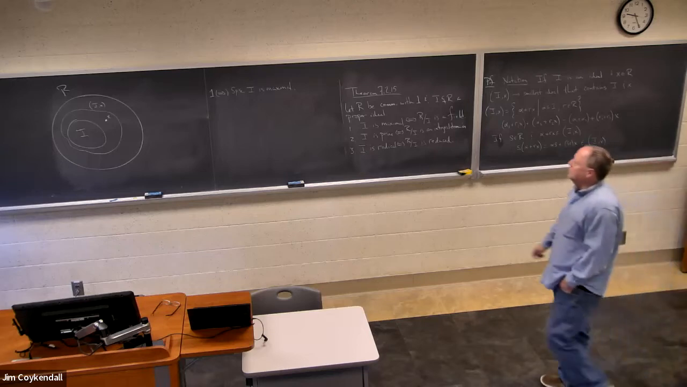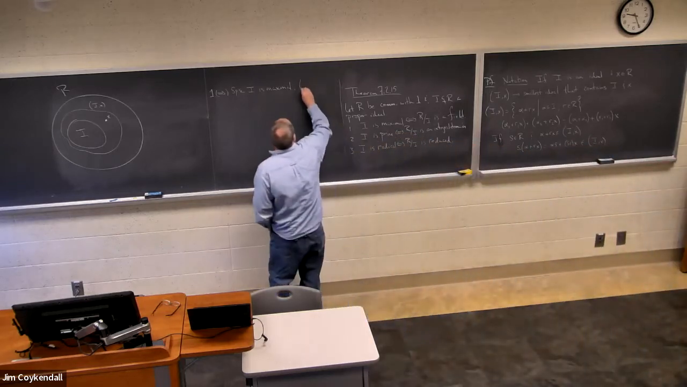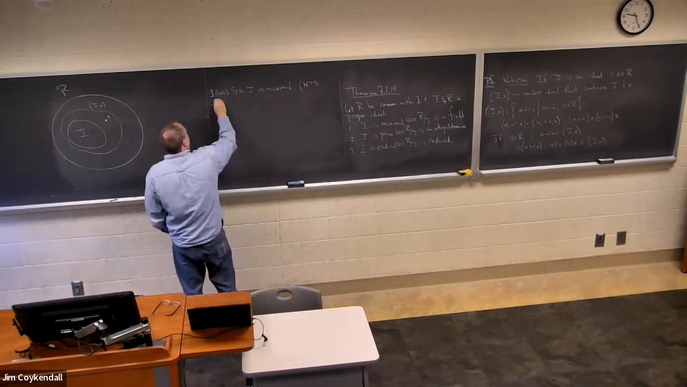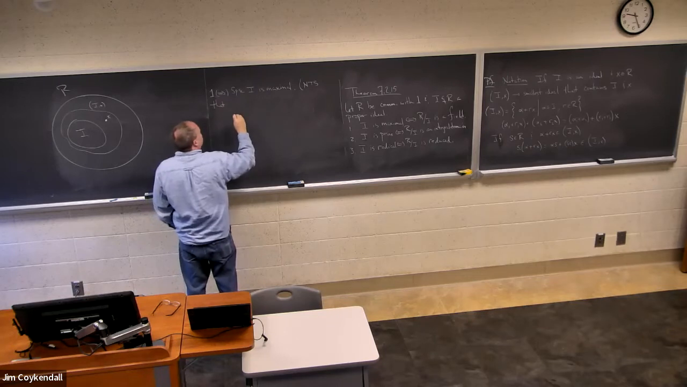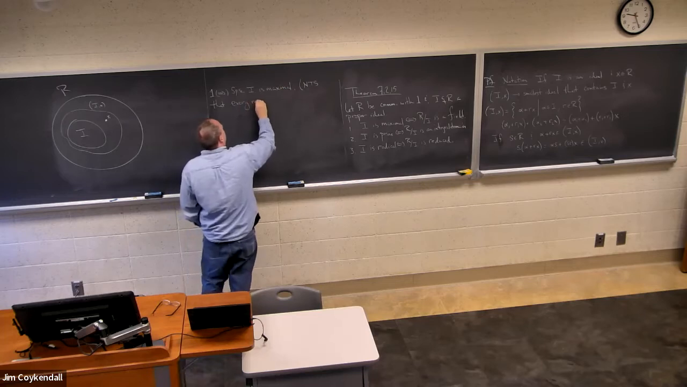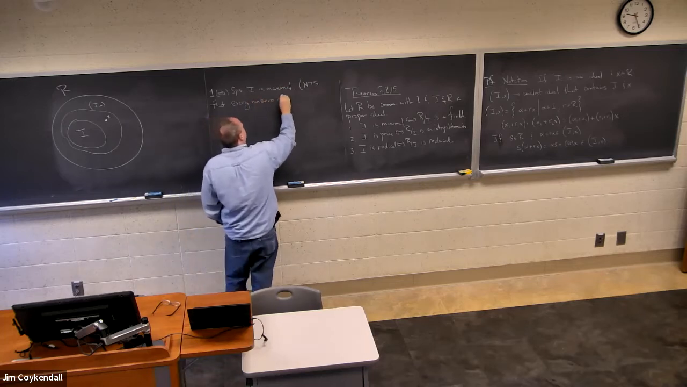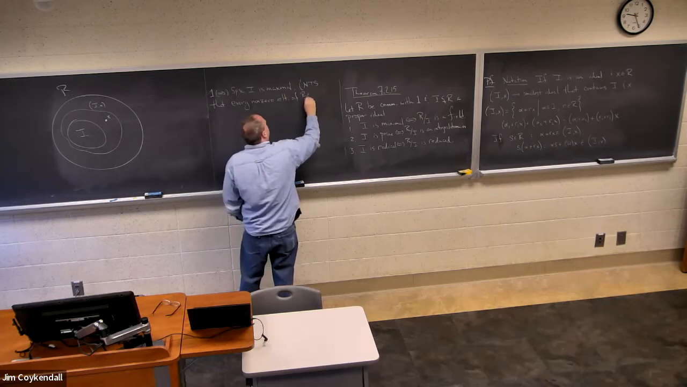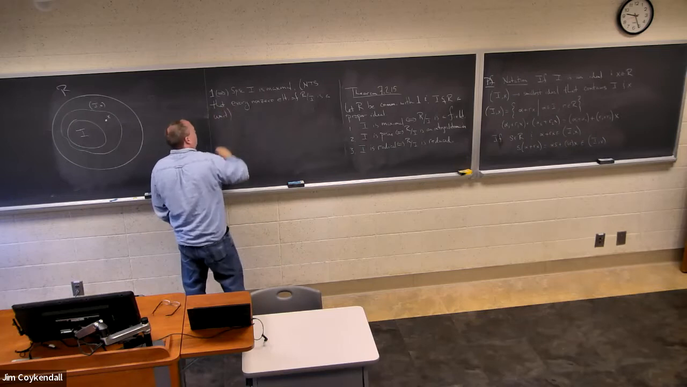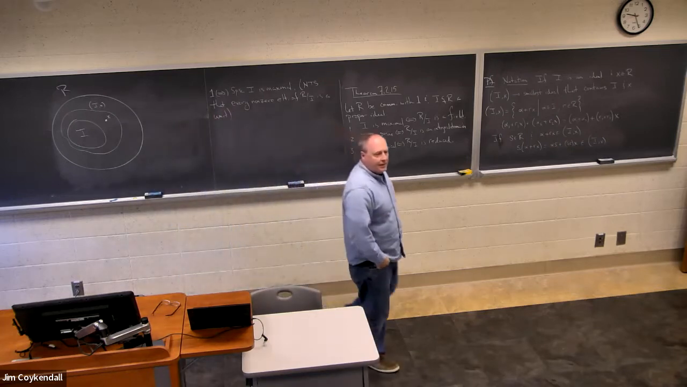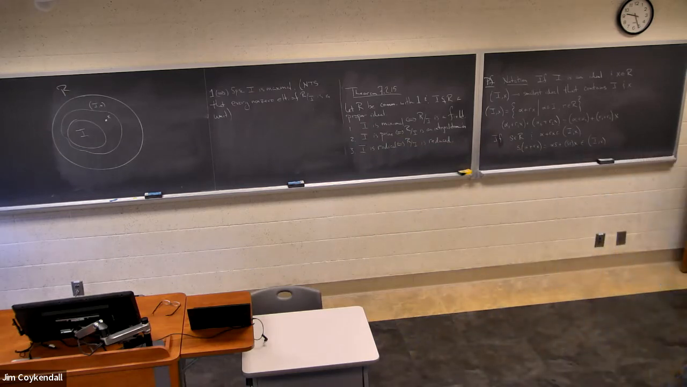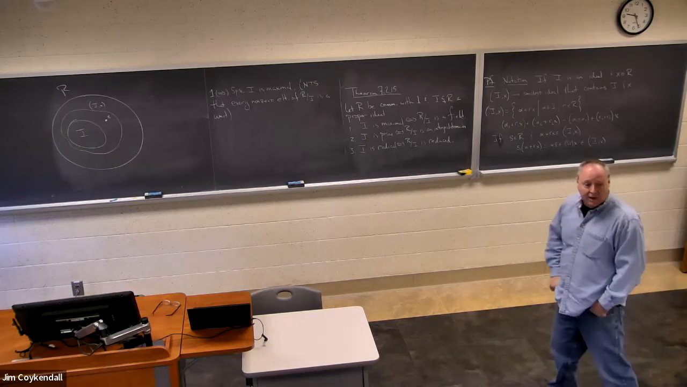So what we need to do is show that every non-zero element of R mod I is a unit. That's what we need to do to show that something's a field. You need to take all the non-zero elements and show that you can invert them. They're all units. Everybody okay?